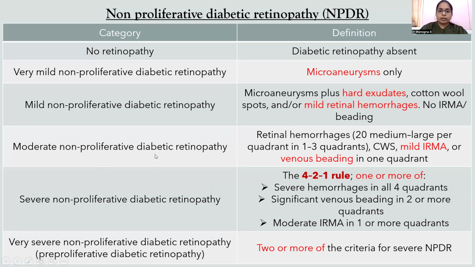Severe NPDR follows the 4-2-1 rule. You have to know this rule; it is asked multiple times in the exam. The rule is having one or more of either severe hemorrhages in all 4 quadrants, significant venous beading in 2 or more quadrants, or moderate IRMA changes in 1 or more quadrants. Having any one or more of these 3 categorizes the patient as severe NPDR. Very severe NPDR is nothing but having 2 or more of the 4-2-1 criteria. So that's it on classification.